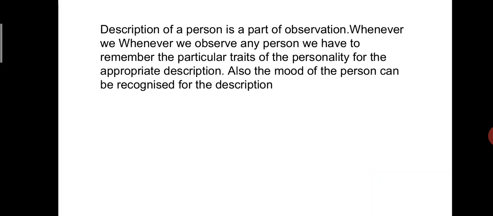So, description of a person is a part of observation. Whenever we observe any person, we have to remember the particular traits of the personality for the appropriate description. Also, the mood of the person can be recognized for the description. So, in this particular module, you learn describing a person, describing a place, describing a thing. In the next part, we will learn about describing a place.